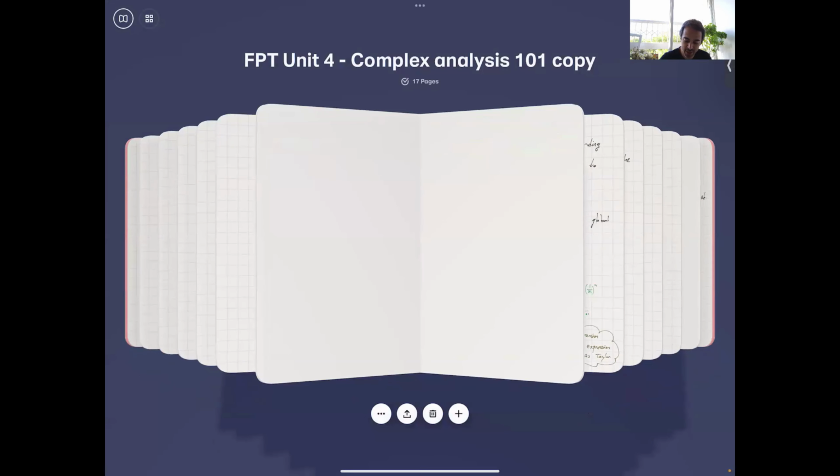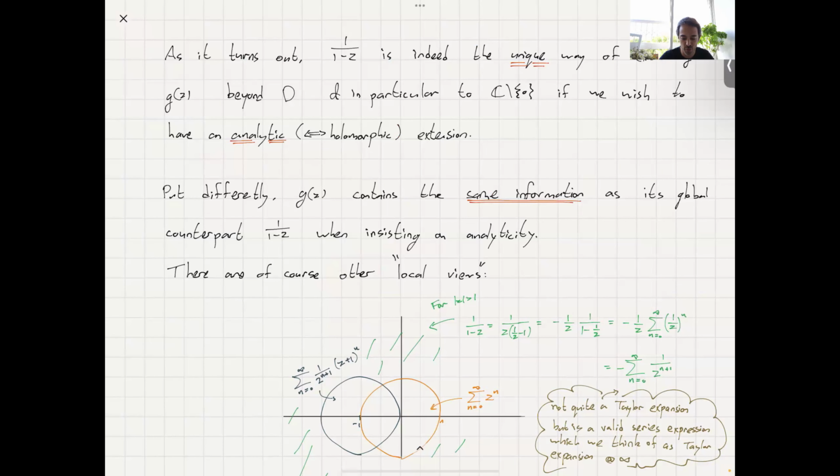Good. So let's stick with the example and not continue to the general discussion for now. Right, so that's what I just said. Turns out that 1 divided by 1 minus z is the unique way of extending g beyond D. And therefore, with hindsight, the local view that you had, namely the sum of z to the n, is a local view, but it contains all the information of the global function.